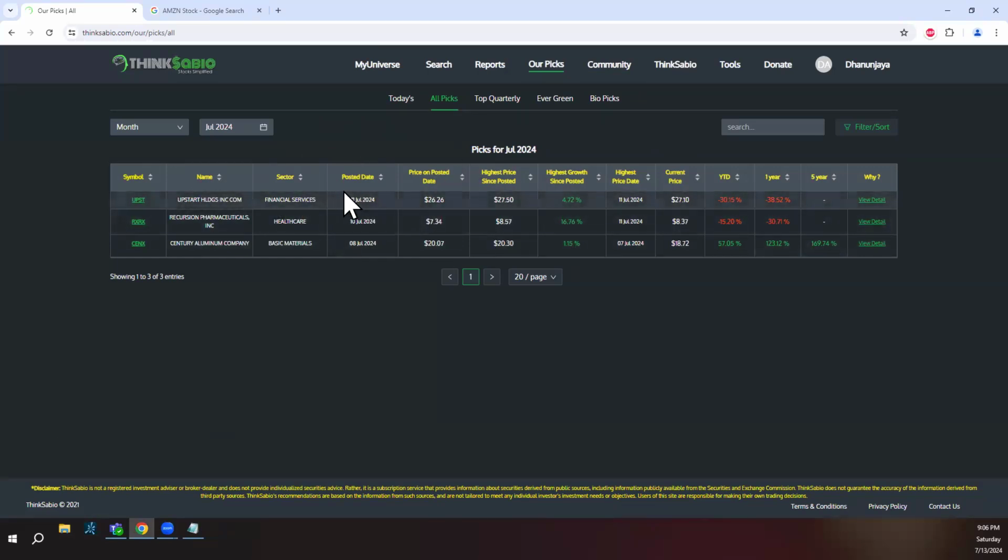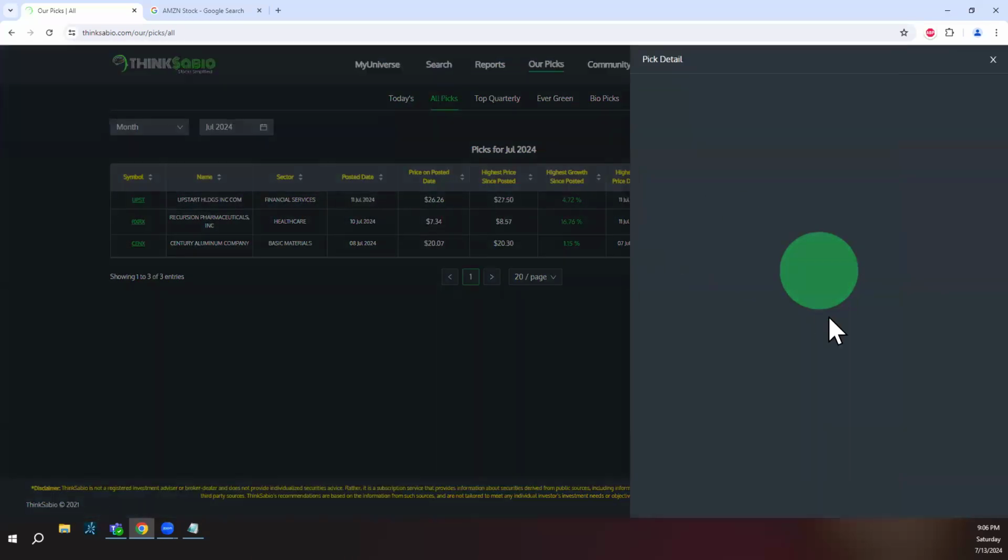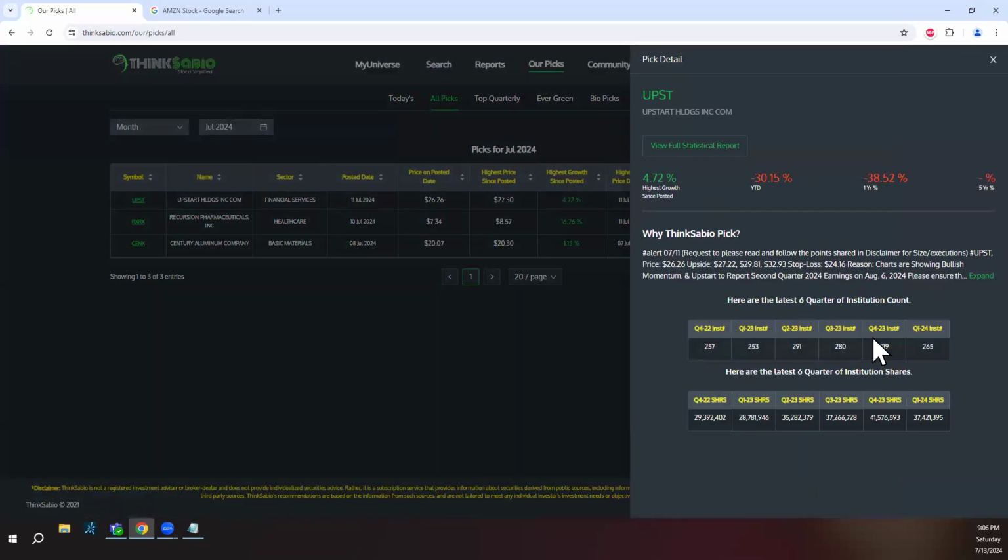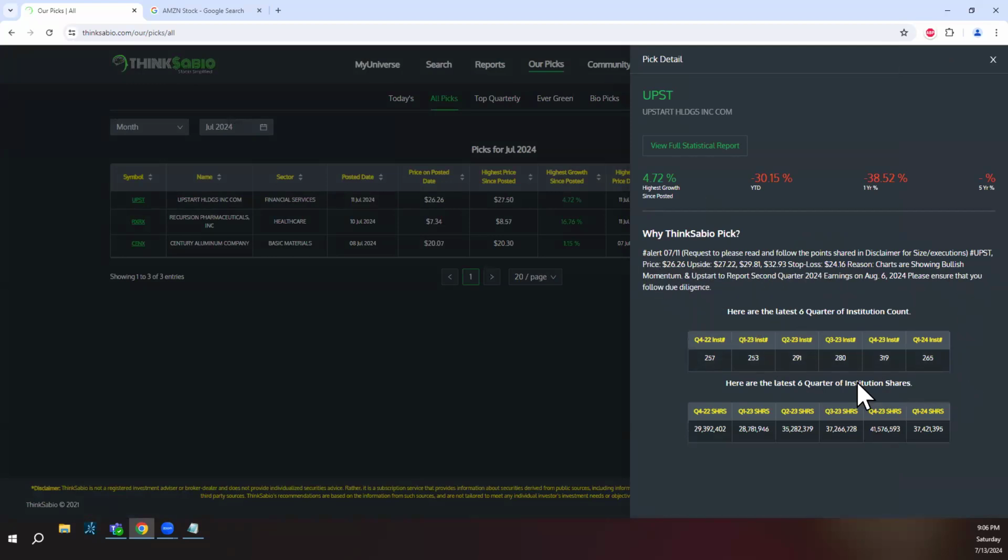To put it in simple terms, for example, UPST was posted on 11th July, which is 2 days ago, saying this is the entry point, and they gave some exit points also. You can just go and search with the UPST tag in stock alerts and you will find the exact same content. It just sits in there. It's not like they will change it. Once they post it, they keep it here just for reference purposes.